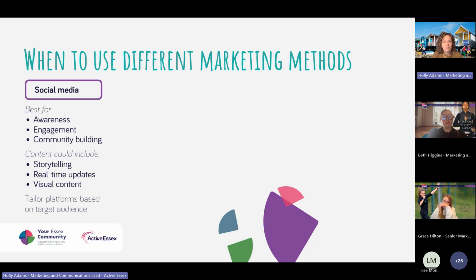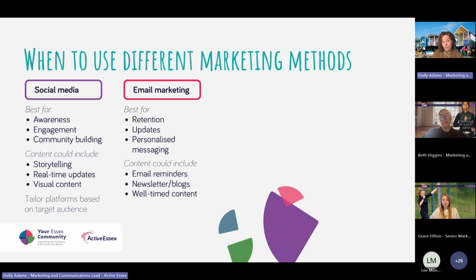Beth and Grace just mentioned Facebook and that real community vibe and messaging that can go on Facebook, and that's something that's really pivotal and been really useful for Active Essex, and I know that will be for other VCS organisations. And that content, as the girls have just said, is all around storytelling, real-time updates and visual content. And what's great about social media is you can tailor the platforms that you utilise depending on what audience you want to engage with.